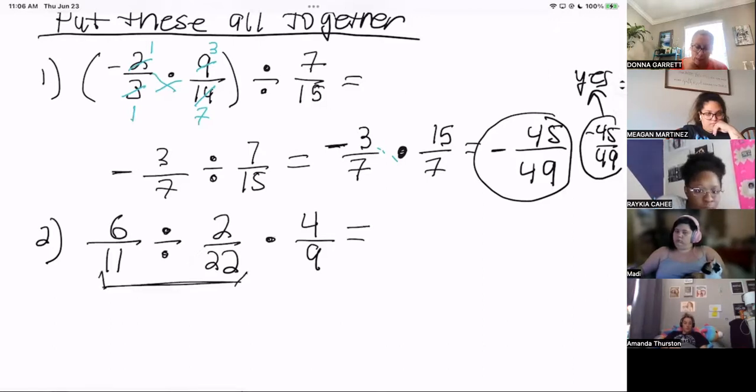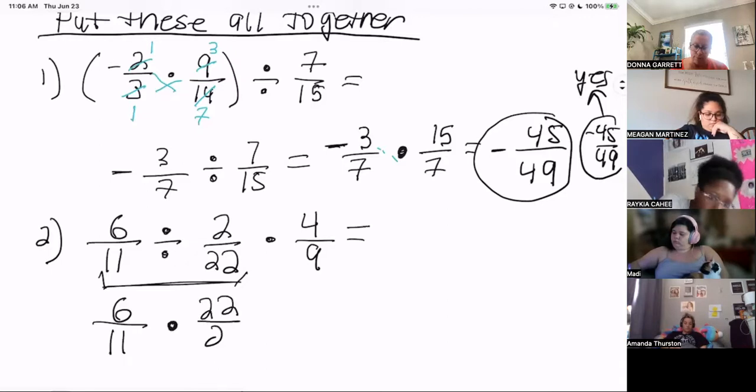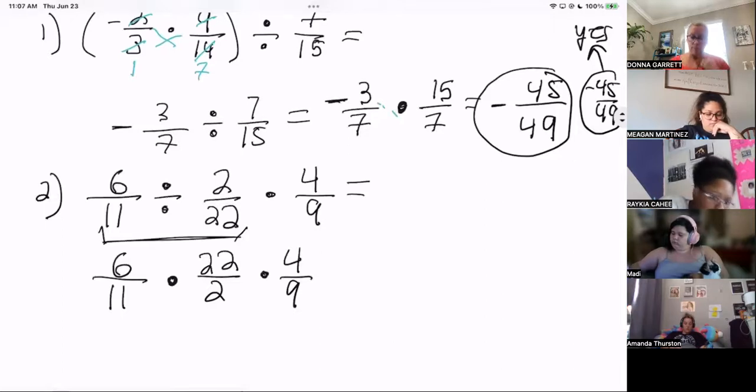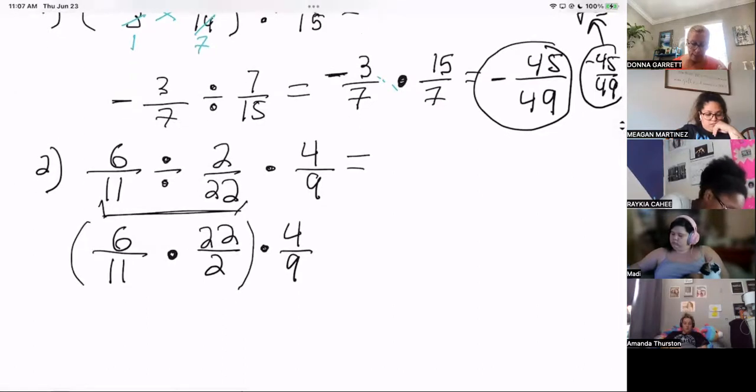So keep, change, flip. I'm going to write all of it down. That's really my new problem. That's really what I'm doing. I'm multiplying and multiplying. Okay, so now I'm going to add parentheses for myself. I'm going to do this first and then multiply the 4/9 after. So that's my parentheses, just so I keep myself focused on what I'm doing.